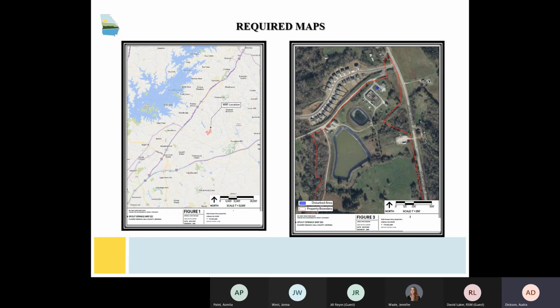Please include a scale, a north arrow, and a legend. Please do not send copies of copies, as they're generally not legible, and we'll ask you to send us another map, and that could delay the project.